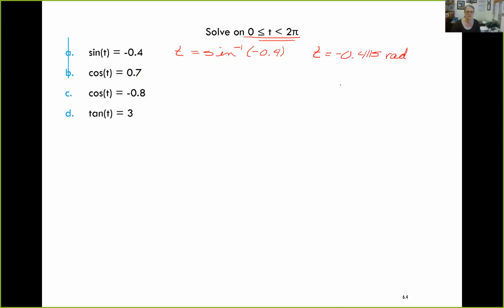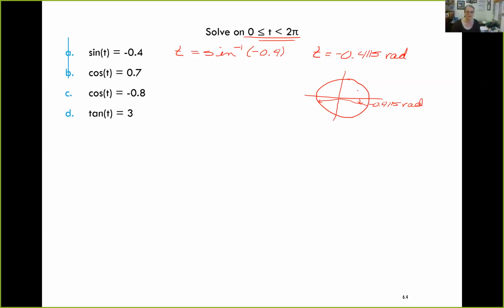What's going on? Well, if we think about our circle, what we're looking at is something that is down here, right? And we know that we've got another one over here, right? So if this is negative 0.4115, and it is, because remember our range on our inverse sine goes from negative pi to pi.